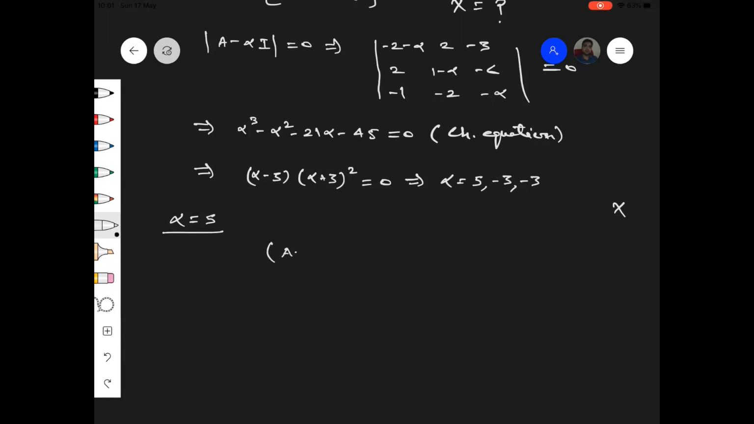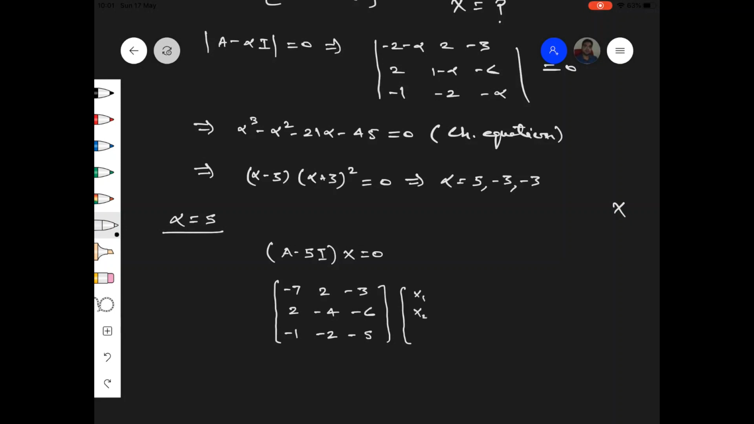A minus 5I times x equals 0. So let us put the value of A here, and once we put the value of A and solve this, the matrix A minus 5I is going to have the entries -7, 2, -3; 2, -4, -6; -3, -6, -5, times x1, x2, x3.